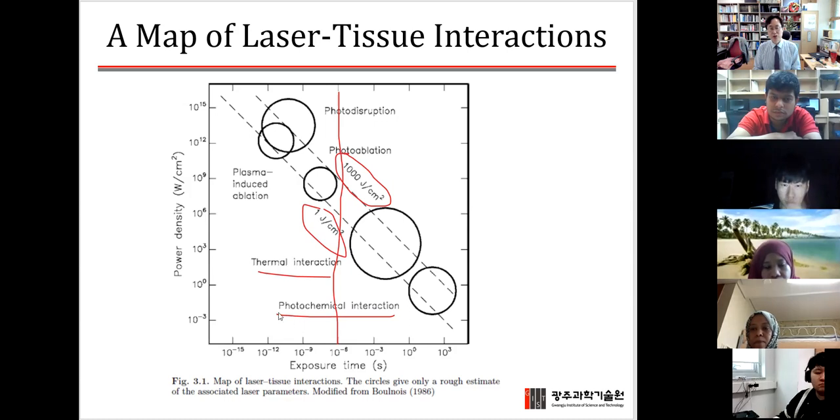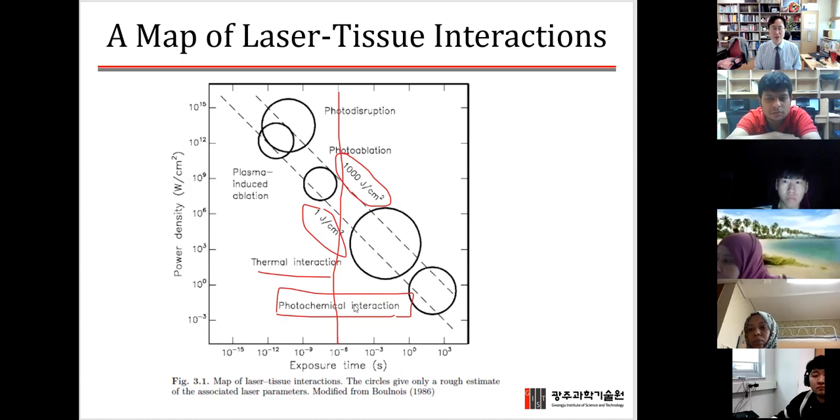Photochemical interaction also actually causes heat generation. However, that heat is not very high. And that heat can be dissipated, which means spreading from the source of the heat generation to the surrounding tissue in a relatively quick way. Since the heat itself is smaller energy compared with the thermal interaction, it doesn't really cause any significant effects on the tissue.